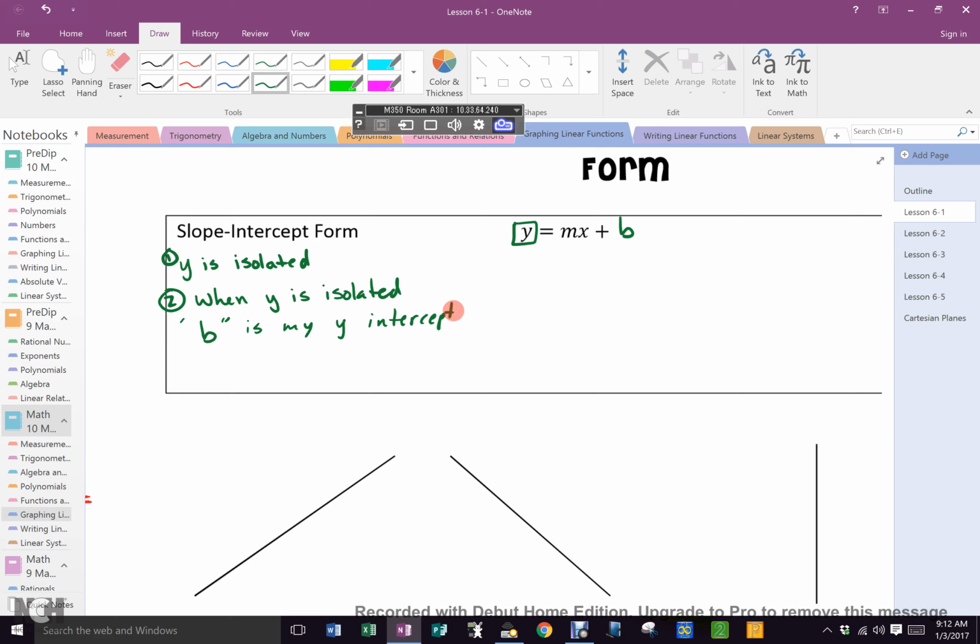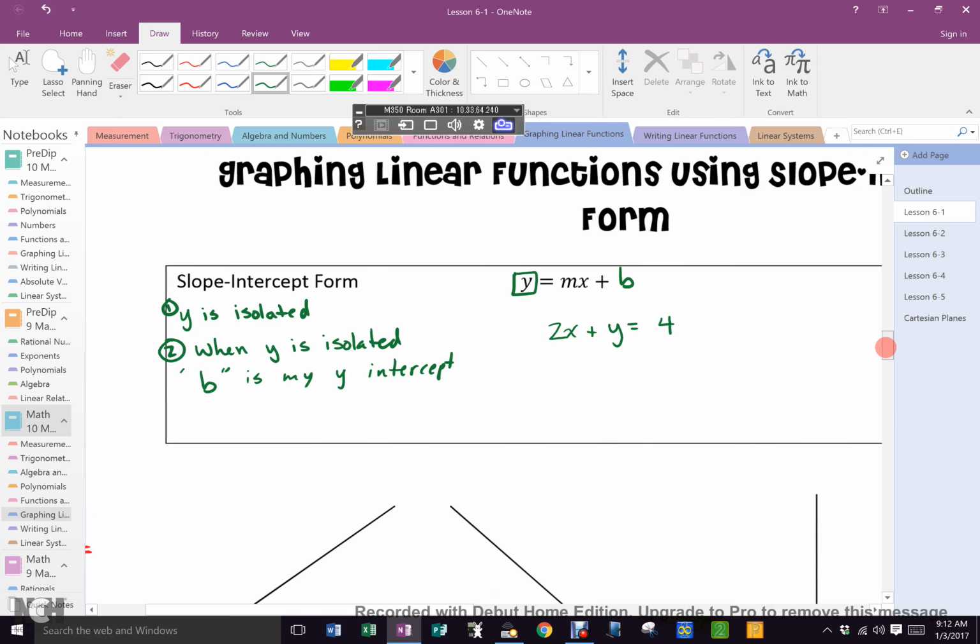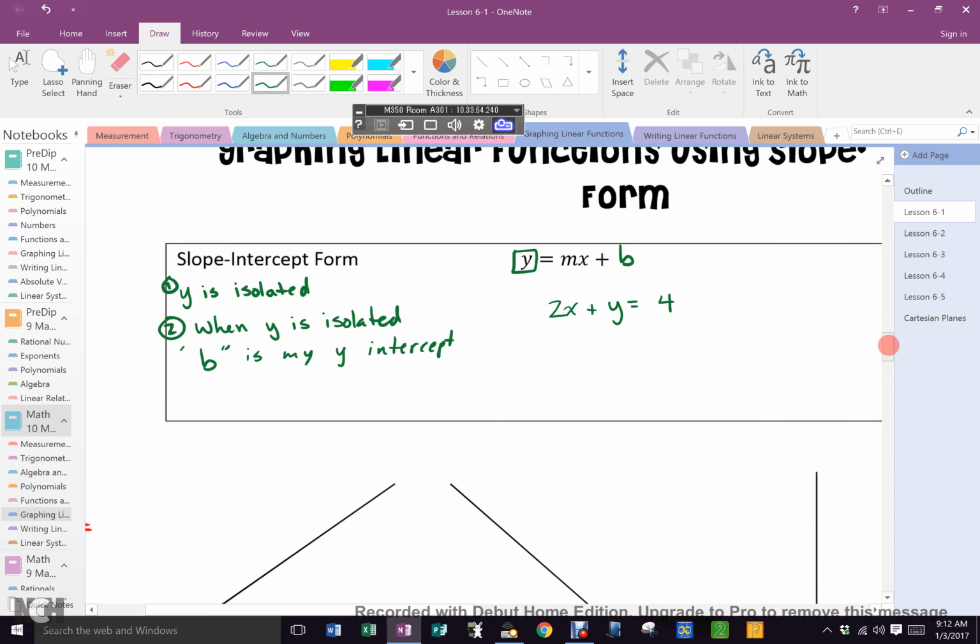Okay, so if I give you this, 2x plus y equals 4, can you tell me the y-intercept right now without doing any of this substitution that we just spent the rest of the class doing? What would you do? You would move the 4. I'm going to highlight something.